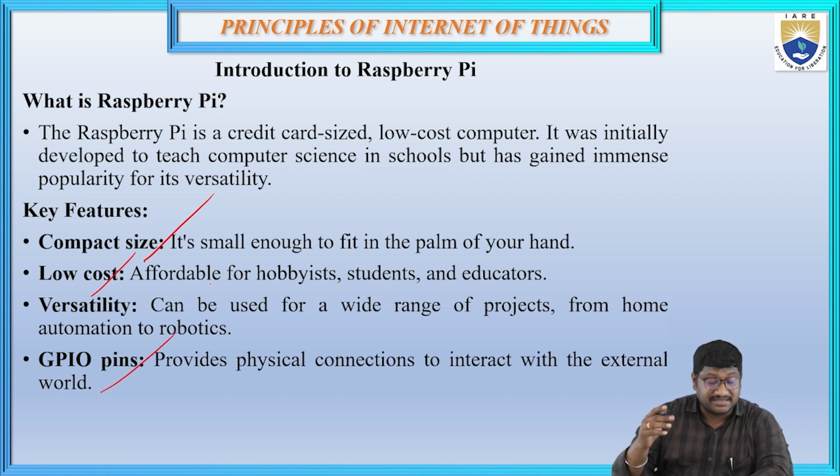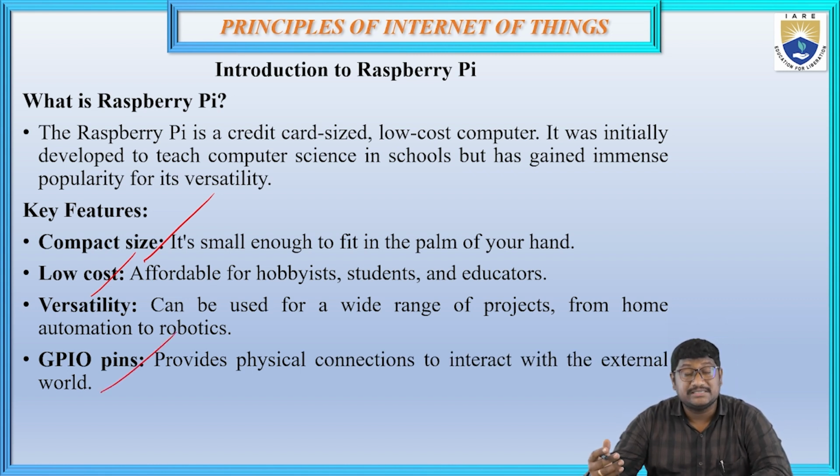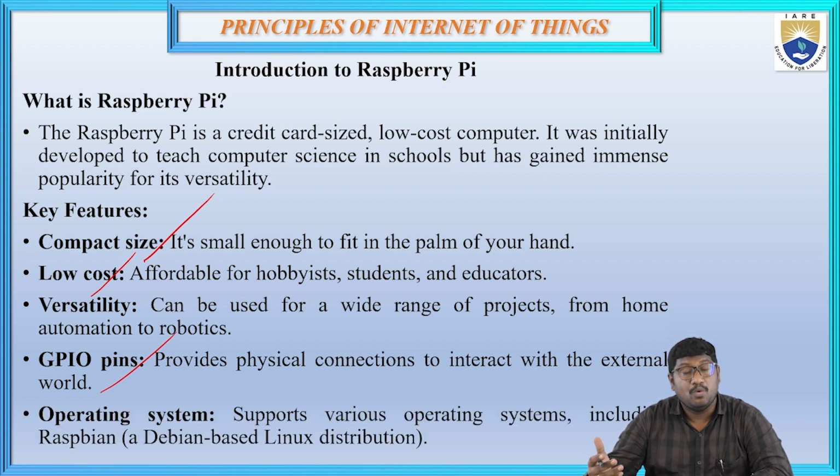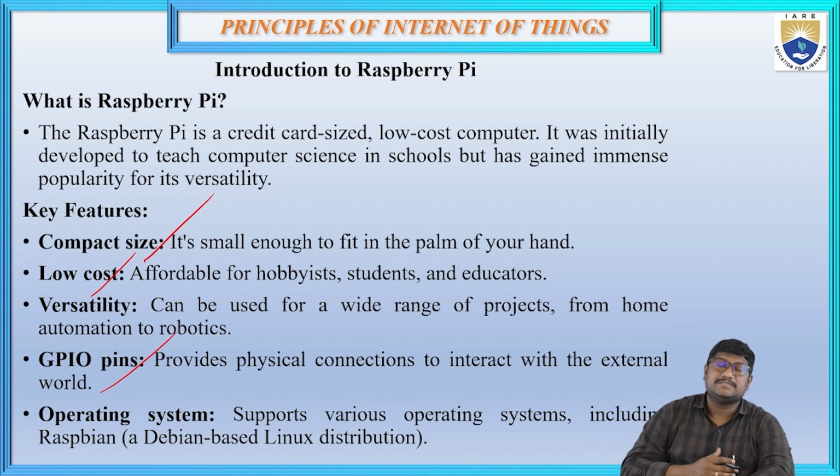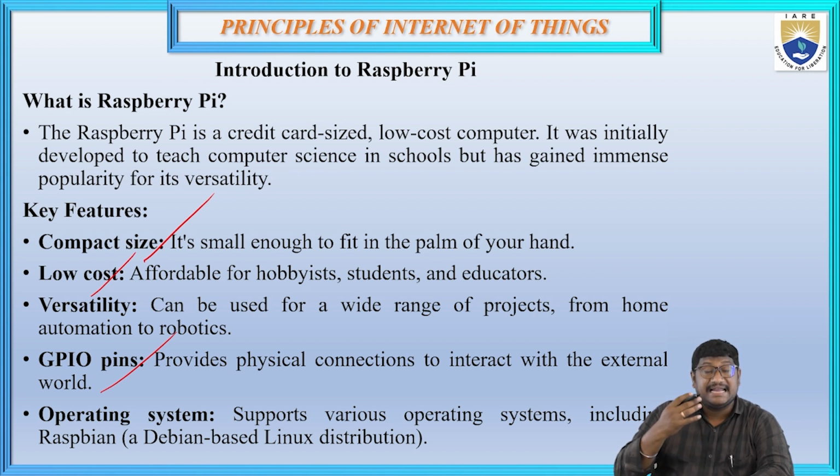Along with that, it has GPIO pins, which give us the facility of physical connections to interact with the external world. This Raspberry Pi board also supports various kinds of operating systems, including Raspberry Pi OS, which is a Debian-based Linux distribution, as well as Linux OS and some other operating systems. It is very flexible and allows any kind of operating system to interact with the physical world.